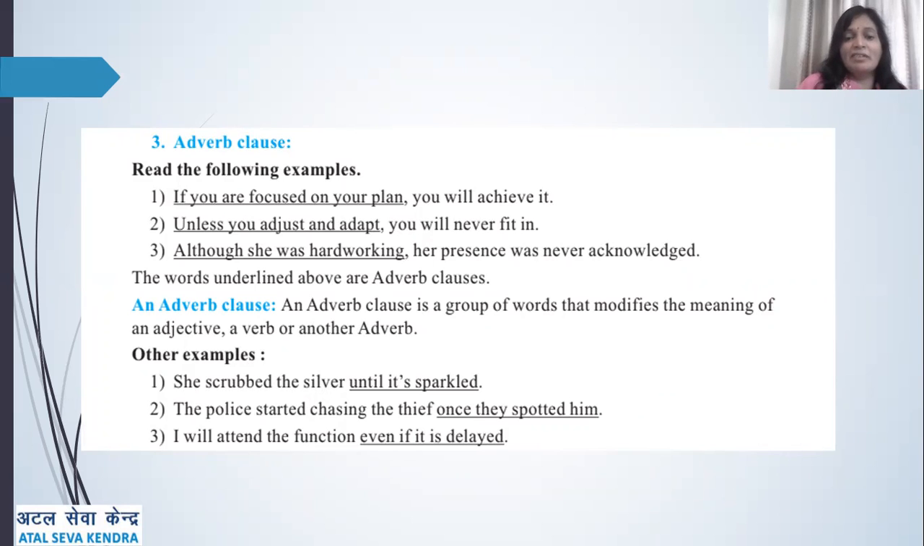She scrubbed the silver until it sparkled. There's a typo error here. Until it sparkled. The police started chasing the thief once they spotted him. Once they spotted him. I will attend the function even if it is delayed. So what do you find in these examples? They are all groups of words which are doing the work of an adverb. So they are all adverb clauses. This is a topic which needs a lot of practice, but it's a very, very interesting exercise. You must practice clauses regularly. All right.